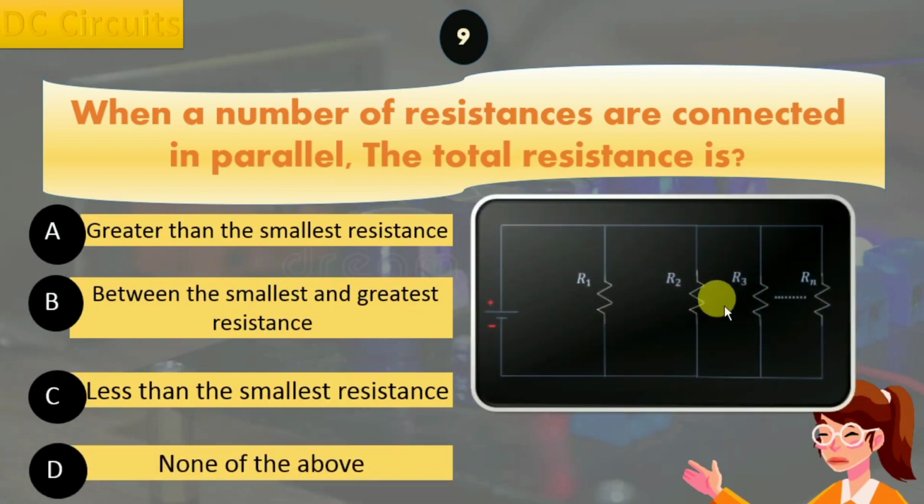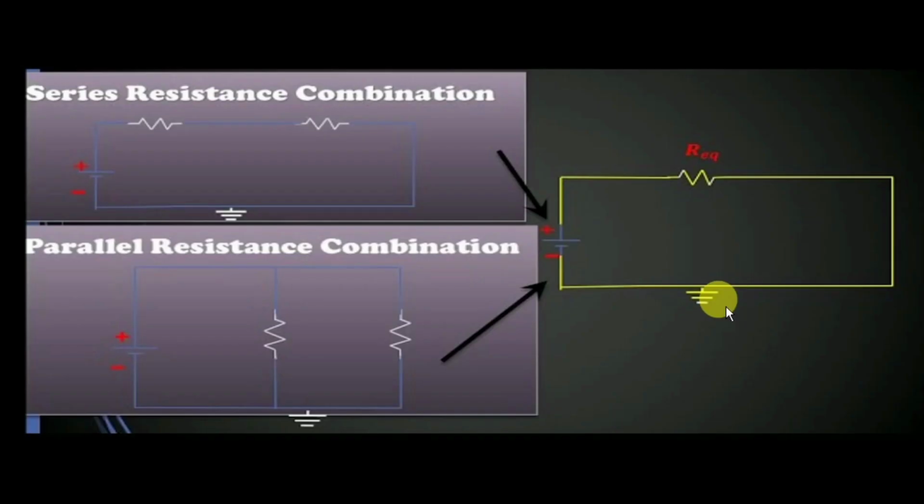In this picture, n resistors are connected in parallel. Go and watch this video where series and parallel resistors have been discussed in detail. Now, we will solve a few examples to find the solution. We will solve 2 examples.